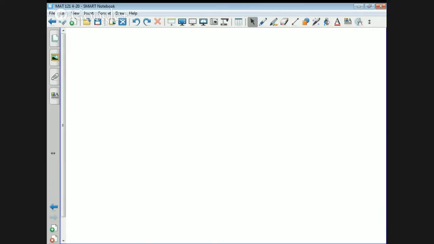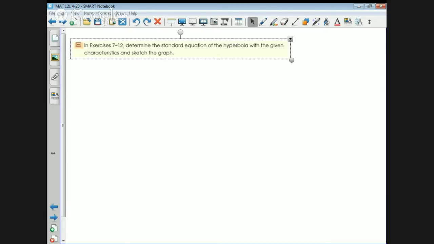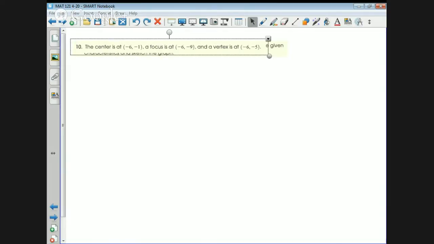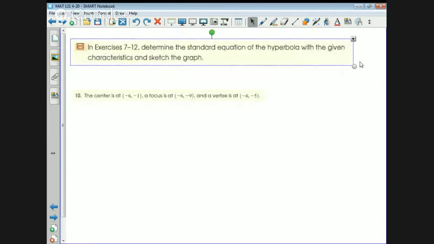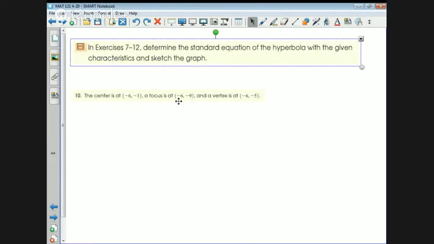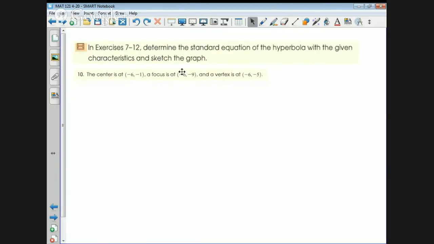Let's take a look at another example. Let me just grab what they want us to do here. Now this one, they give us a little bit different information than what they gave us in the first one. The first one, they gave us almost exactly what we needed to start the ball rolling. Here, though, all they want us to do is determine the standard equation of the hyperbola given characteristics, and then sketch the graph.